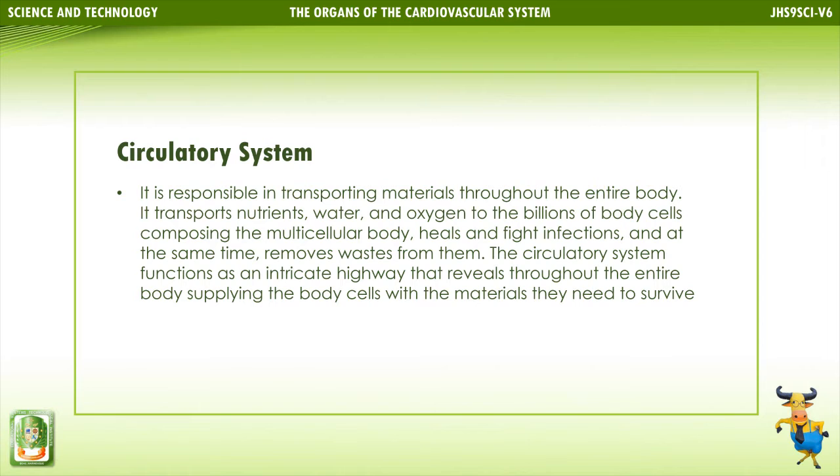First, what is the circulatory system? The circulatory system is responsible for transporting materials throughout the entire body. It transports nutrients, water, and oxygen to the billions of body cells composing the multicellular body, heals and fights infections, and at the same time removes waste from them. The circulatory system functions as an intricate highway that runs throughout the entire body, supplying the body cells with the materials they need to survive.